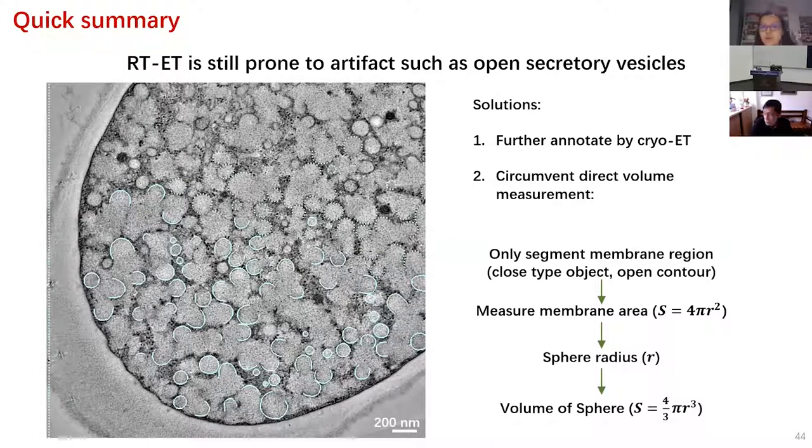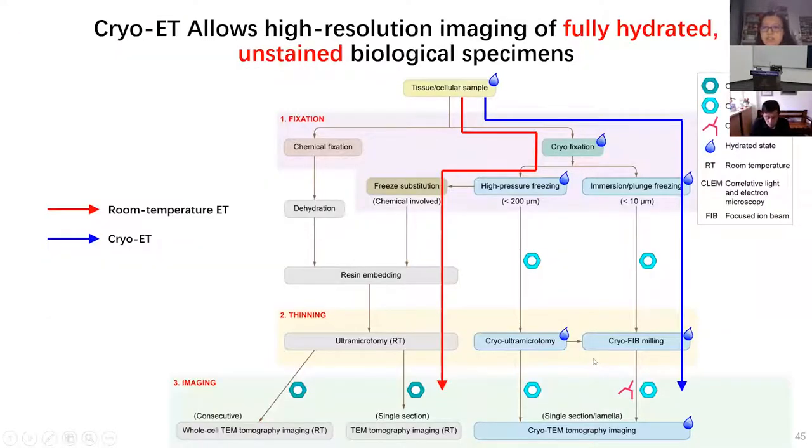Our solutions are further annotation by the cryo-ET technique and indirect morphometric analysis. For example, the membrane boundary is clear in our room temperature data. So if we need to measure the volume of a secretory vesicle, we can first get the accurate membrane area of it, then calculate the sphere volume through several simple formulas. As for cryo-ET, it has its own strength over room temperature ET.